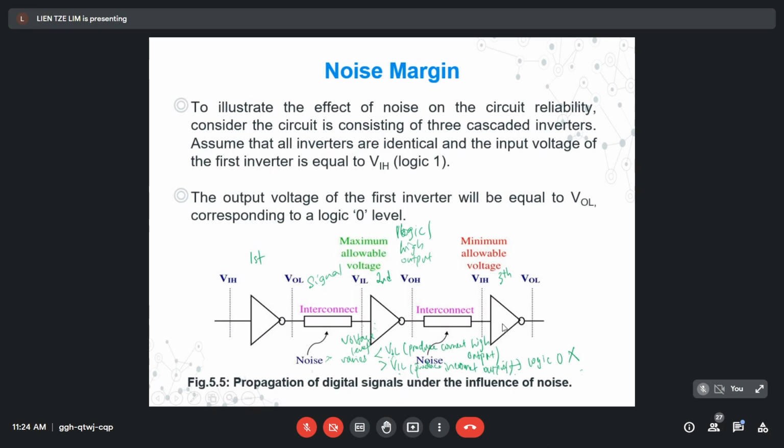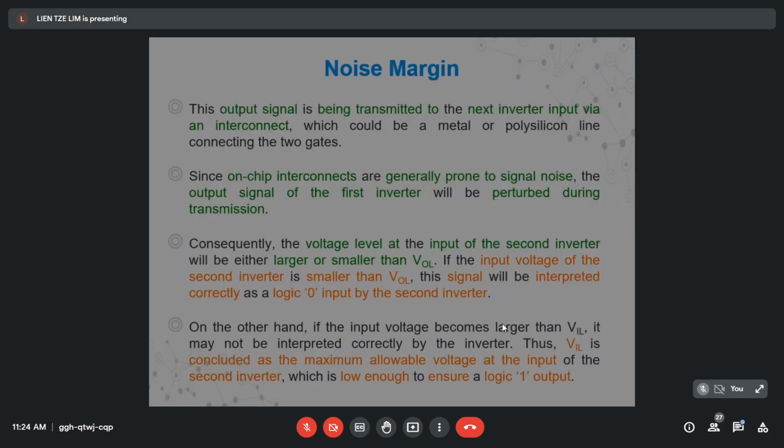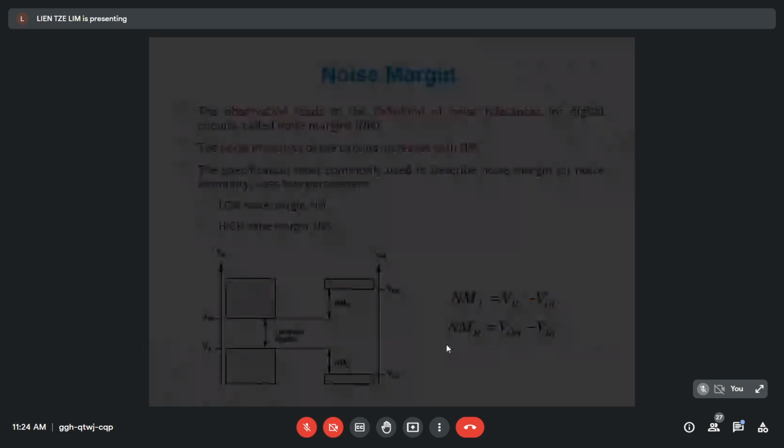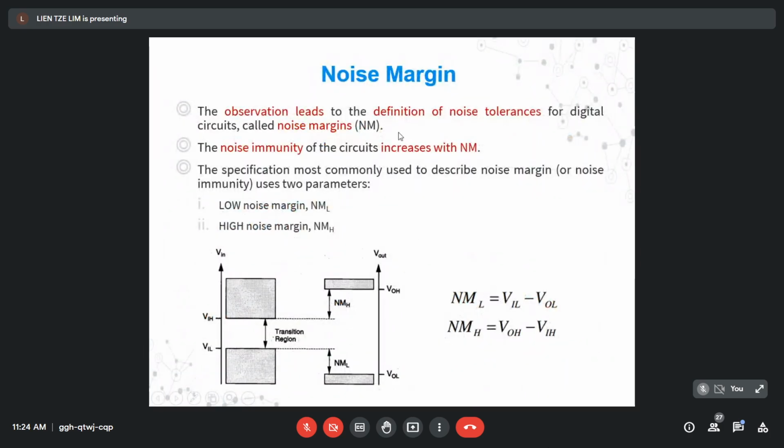I see that I only have 5 minutes. I think I'm going to end, but I will cover one more slide here. The observations lead to the definition of noise tolerance for digital circuits, called the noise margin. The noise immunity of the circuit increases with noise margin. When we want to know whether this circuit has good noise margin or not, we can evaluate it through whether it has high noise margin or low noise margin.